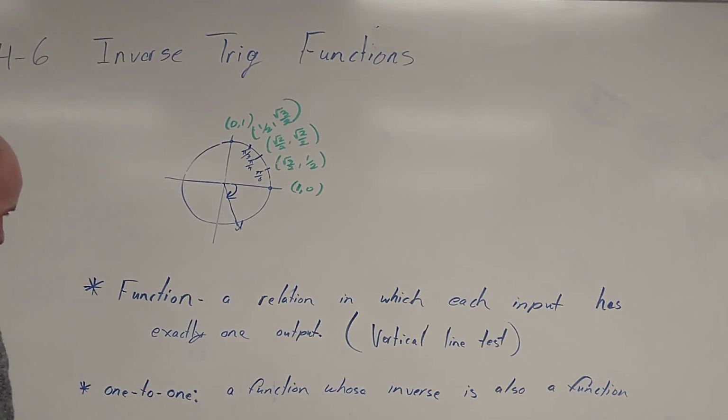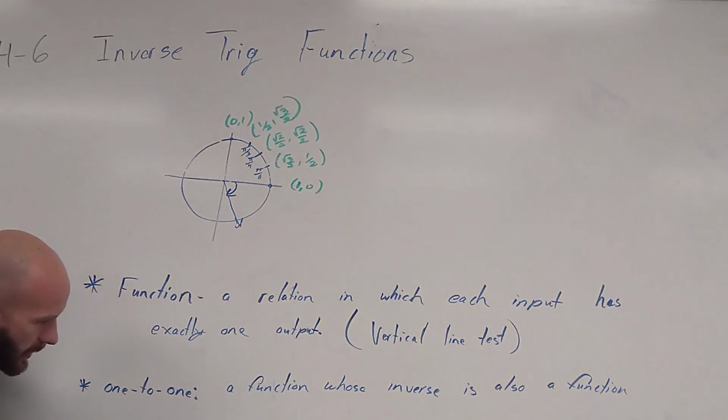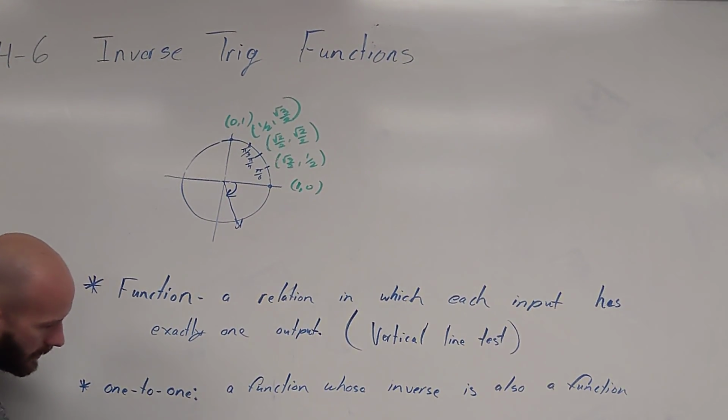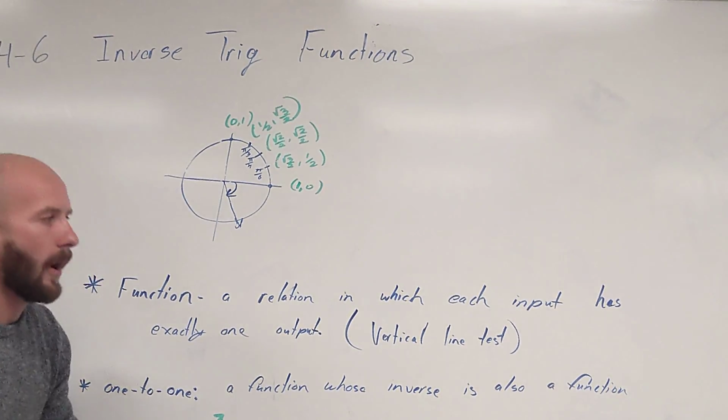Let's think about some examples that may or may not be one-to-one. First up is just a typical, normal linear function. Would that be one-to-one? Yes, it would.